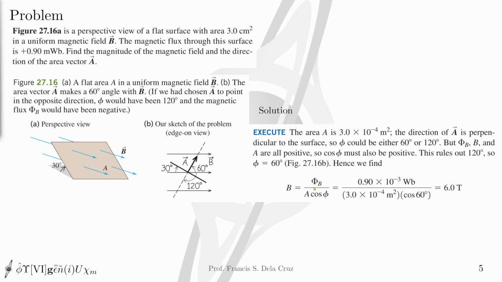So if we substitute the values, do not forget to convert your values. For example, 0.90 milliweber is equal to 0.90 times 10 raised to negative 3 Weber divided by 3.0 times 10 raised to negative 4 square meter, which is 3.0 square centimeter, times cosine 60 degrees, and it will give us 6.0 Tesla. So that's the answer. The magnetic field is equivalent to 6.0 Tesla. That's the amount of magnetic field passing through this area.